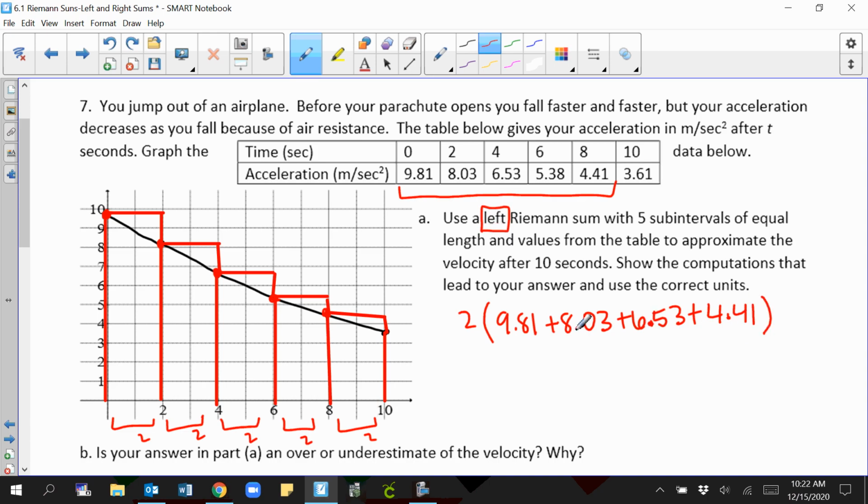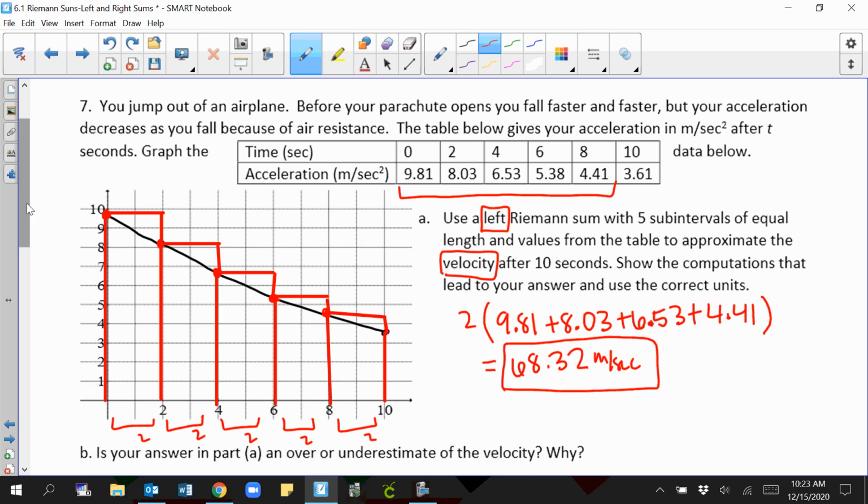So once again, since we have decimals, we can use our calculator to help us get an answer here. And so our answer would end up being 68.32. And it does say use correct units, and it says we're approximating the velocity. So our units for velocity would be meters per second. So that would be our answer for part A.